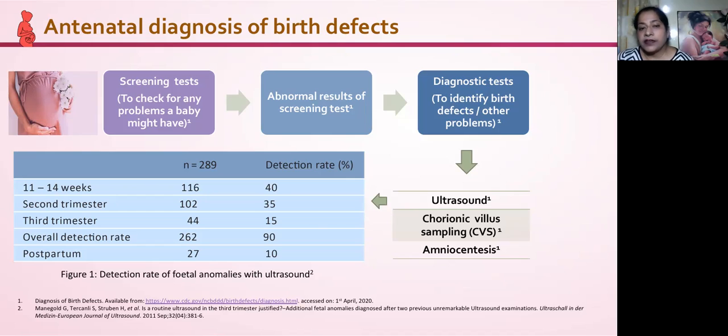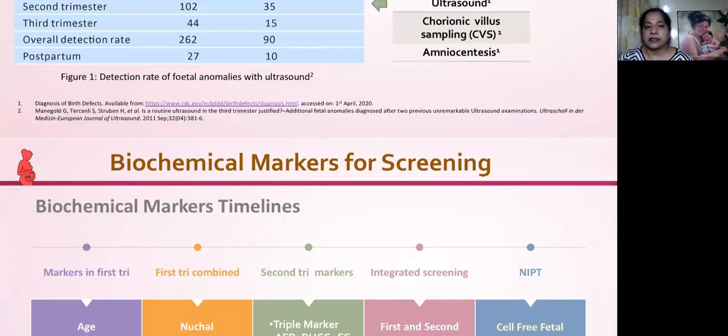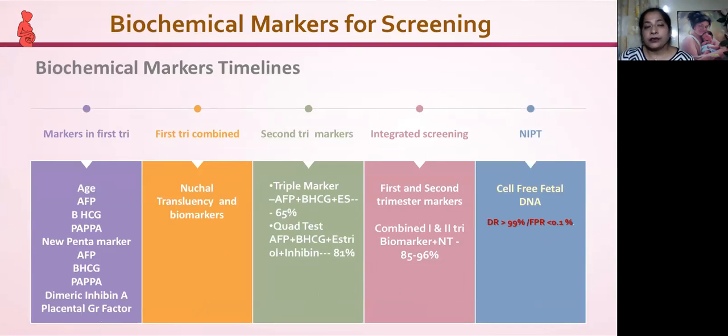The detection rate of an ultrasound is 40% at 11 to 14 weeks, 35% in the second trimester, 15% in the third trimester, and the overall detection rate is 90%. Now, in addition to those ultrasound markers, there are certain biochemical markers which are useful in screening. The first trimester marker, first trimester combined with ultrasound, second trimester markers, integrated screening, and non-invasive prenatal tests.